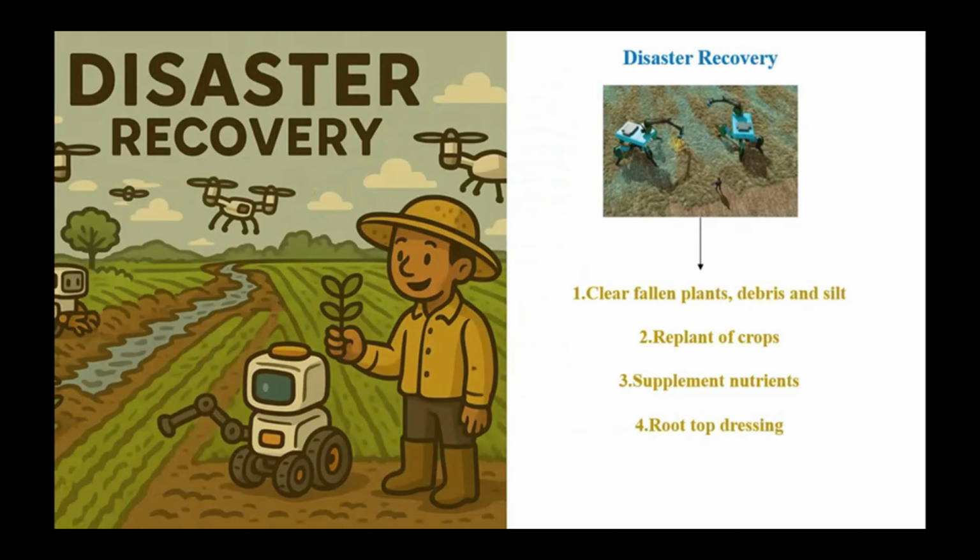Drones and robots can also support rapid recovery. They clear fallen plants, debris, and silt first, and then they can replant crops. And according to the growth conditions of the remaining crops, they can provide them with nutrient supplementation and root top dressing.